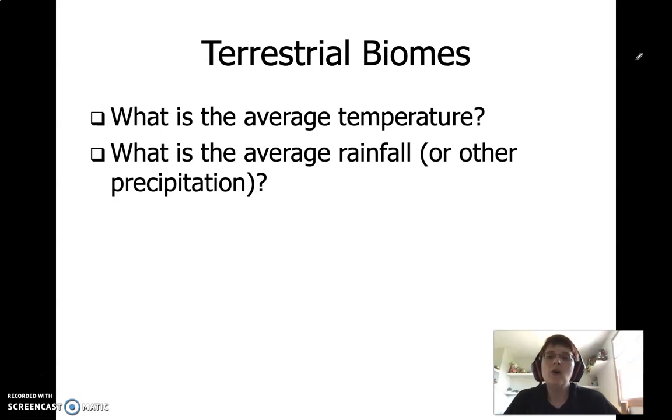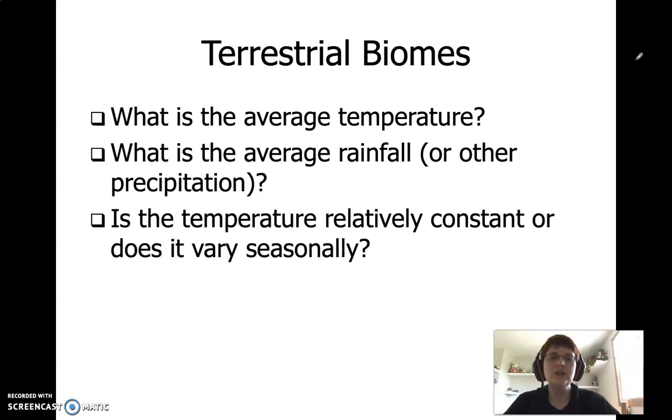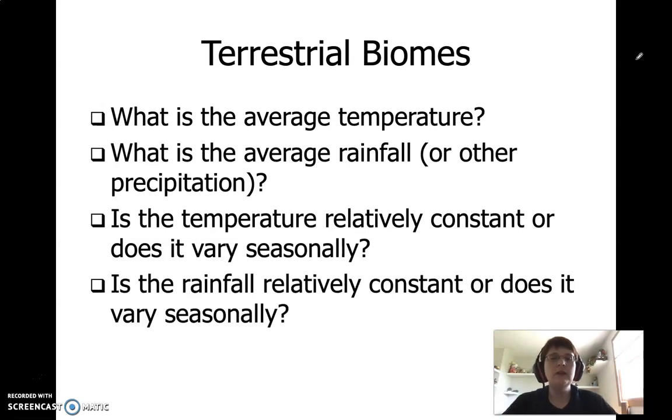Now, those are overall year-long temperatures, but for some areas in the world, that's not enough information. So we also want to know, is the temperature constant? So does it stay that average temperature year round, or does it vary seasonally? So does the area have seasons like we have here in Ohio? Same thing for the rainfall. Does it rain year round, or do they get all of the rain at one time? Or is the rain very sporadic? Does it only rain a little bit here, a little bit there? Because this is going to determine what can live in that area.